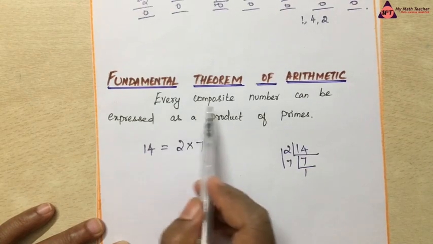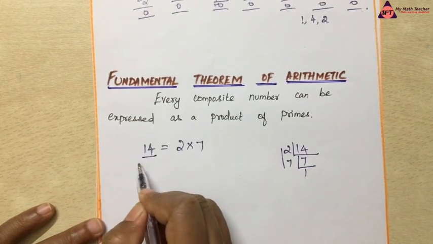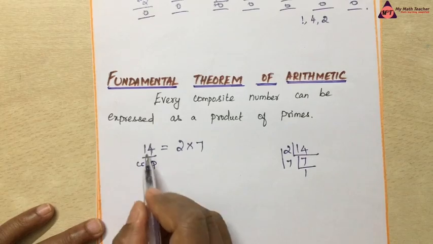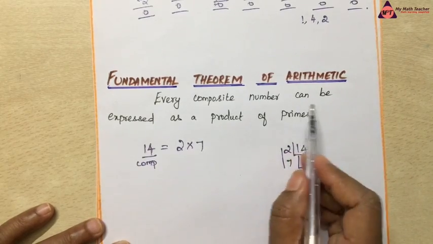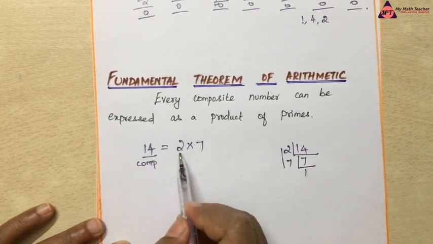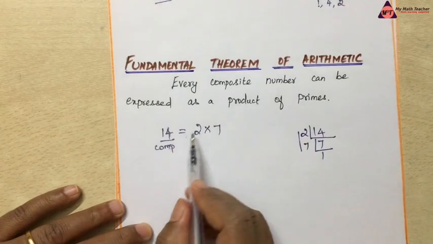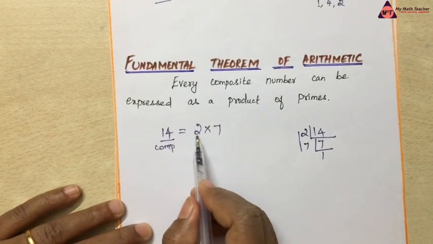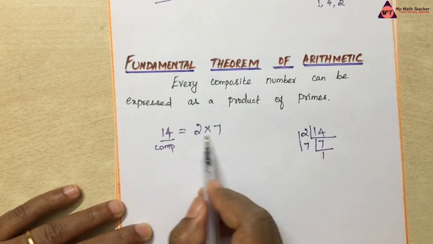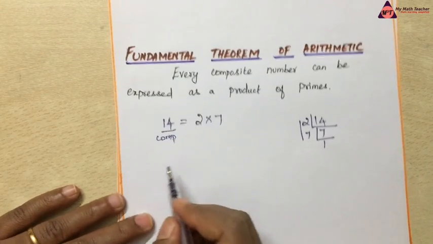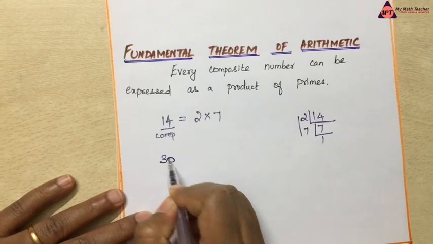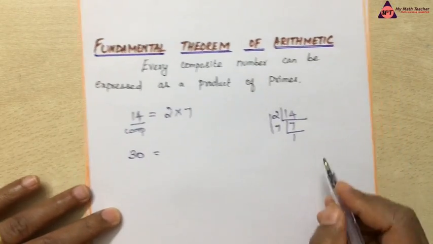So, every composite number, and this is a composite number, 14 is a composite number, can be expressed as the product of primes. You can see 2 and 7 are prime. 14 can be written as 2 multiplied by 7, which are prime. Let us take one more example, that is number 30. Shall we divide this?